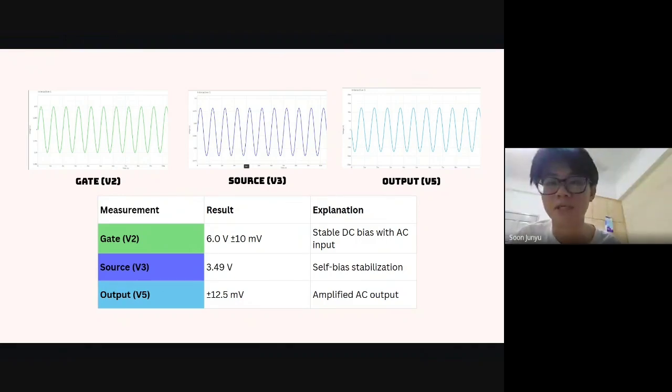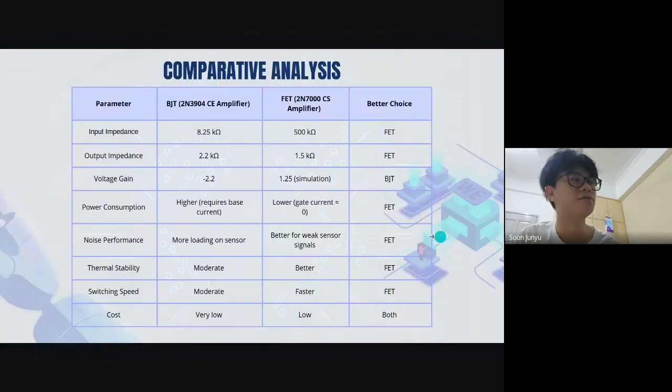And the third graph is the output waveform after the coupling capacitor. The capacitor removed the DC component, leaving only the AC output signal. So overall, based on these three simulation results, we can match the theoretical calculation and confirm that the amplifier is functioning properly. So in conclusion, the common source MOSFET amplifier was successfully designed and simulated, and the biasing network established a stable Q point. The MOSFET operates in the saturation region, and the simulation result was consistent with the theoretical analysis.